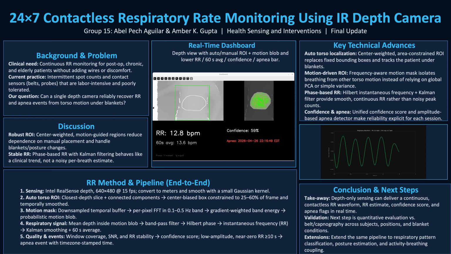So the next steps are to run the clinical study and report metrics like MAE and Bland-Altman plots across positions and blanket conditions. On top of this pipeline, explore ML for respiratory pattern classification, posture estimation, and activity-breathing coupling once we finally have enough data. In short, this semester we built the spine for a contactless, privacy-preserving RR monitoring system: robust signal processing and an interpretable dashboard that's ready to plug into future clinical research and machine learning work.